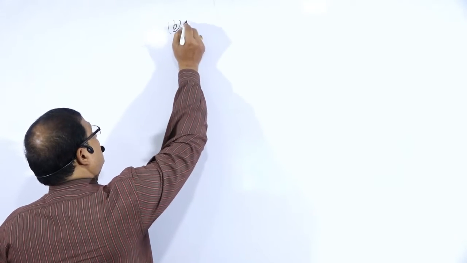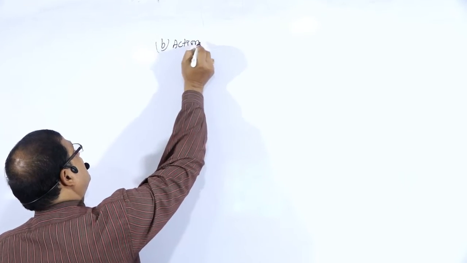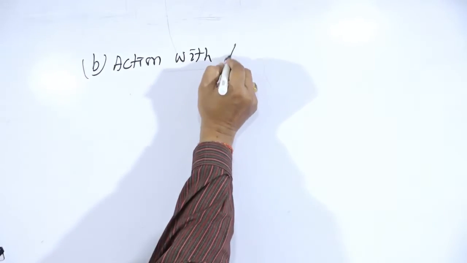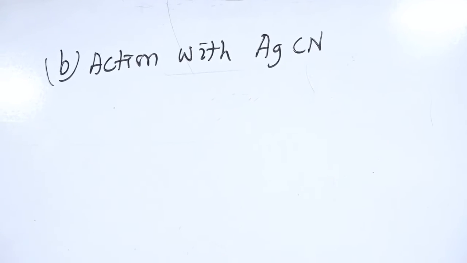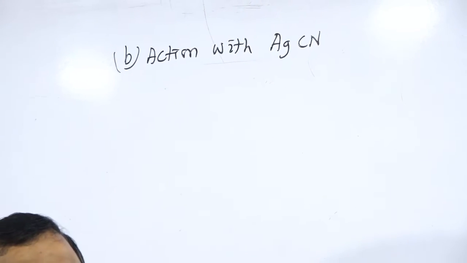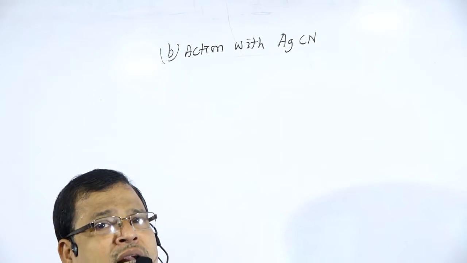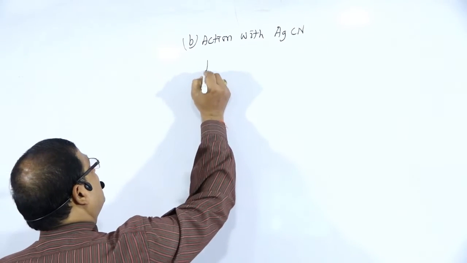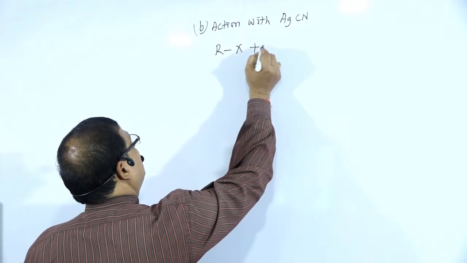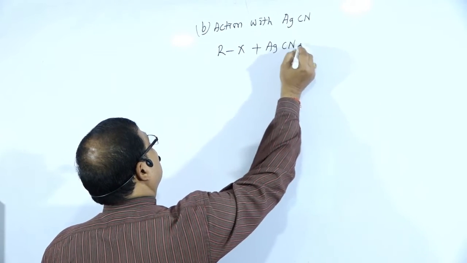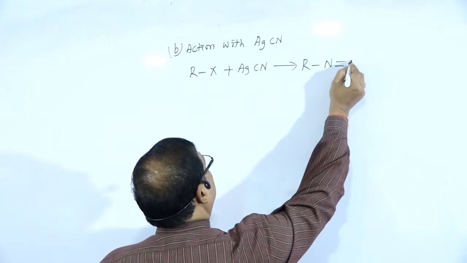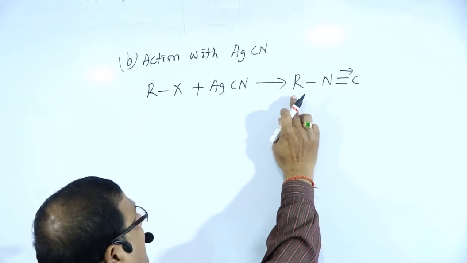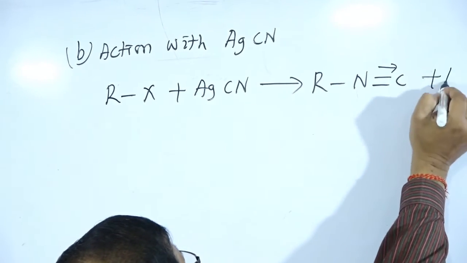Next, reaction with AgCN, silver cyanide. In the first case, we have seen the reaction with KCN. This is the action with silver cyanide, AgCN. So alkyl halide, RX, is treated with AgCN, Ag+ CN-. But in this case, there is the formation of R-N≡C, alkyl isocyanide, plus AgX.